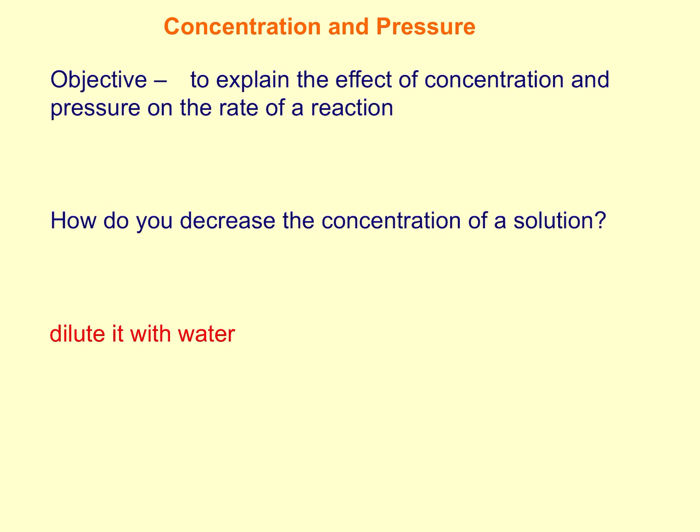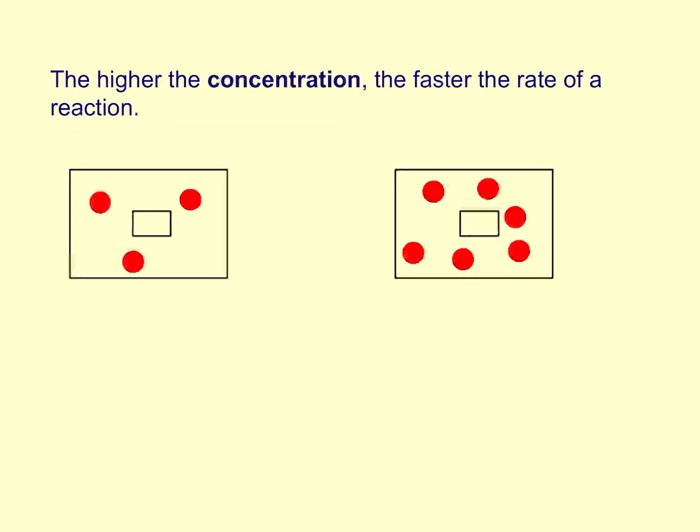Now, before I even teach you anything, you probably understand that if something has a higher concentration, what would that do to its rate of reaction? The higher the concentration, the faster the rate of a reaction. I've got two diagrams here, I think they're worth copying down. One of a low concentration, one of a higher concentration. Let's imagine that the red particles are acid particles and they're reacting with this solid in the middle. Why would the one on the right, with a higher concentration, react faster?